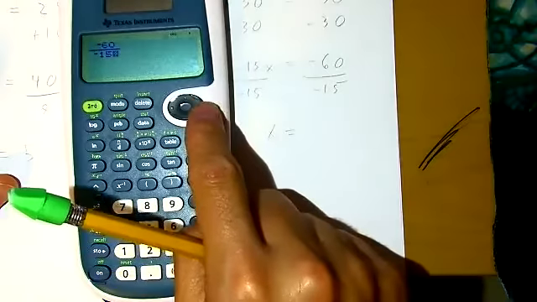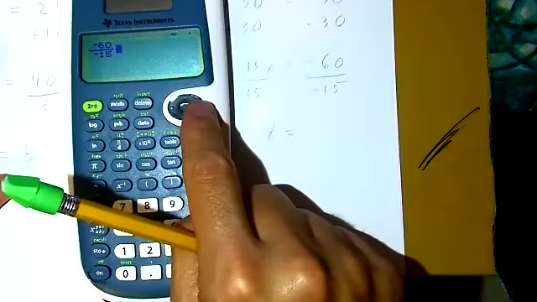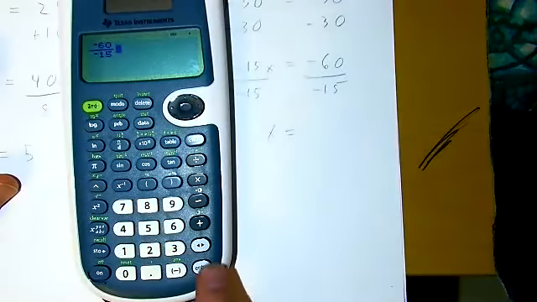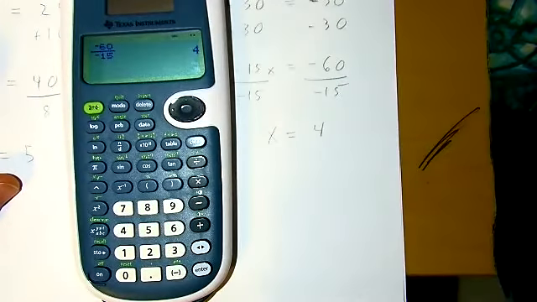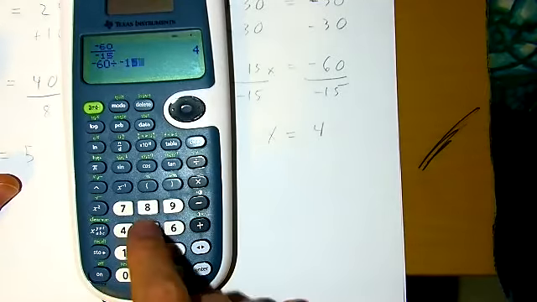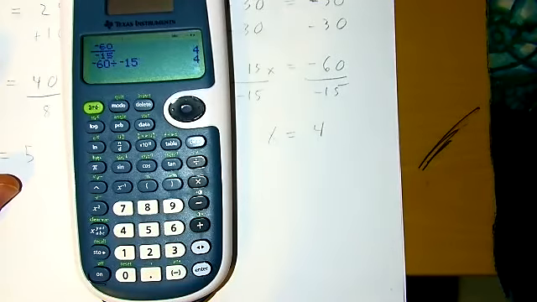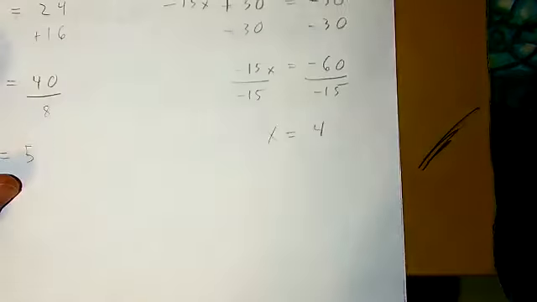Now, if there's something else you need to enter into the calculator, you have to hit over to get outside the fraction. But you could have just hit enter, and it will give you 4. You can also enter it like this, negative 60. You can use the divided by symbol, negative 15. Enter. And it'll give you the same answer.